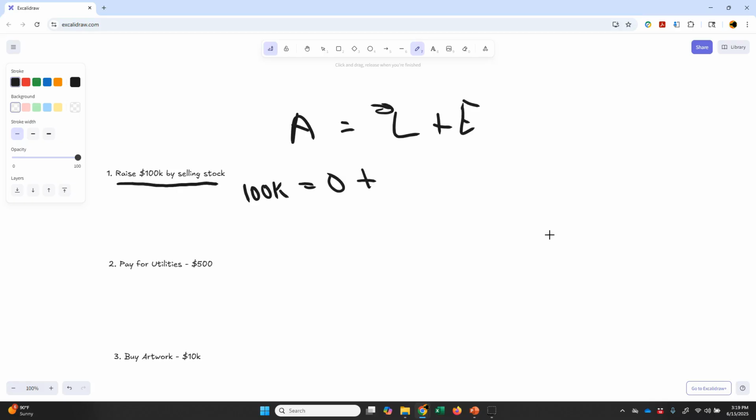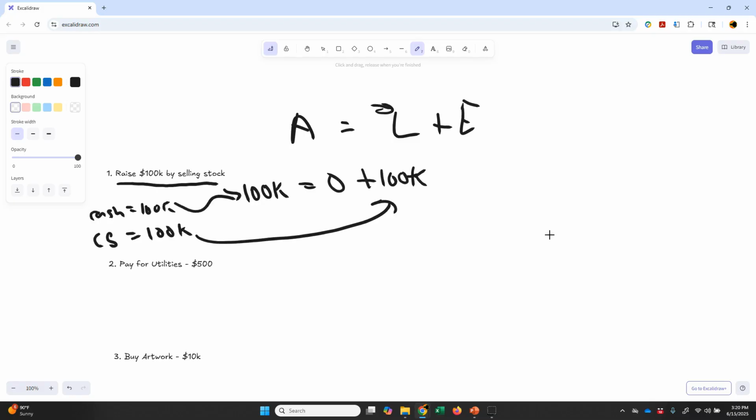So we're gonna have $100,000 of contributed capital in the form of common stock. Now, if we were to break this down into accounts, we're gonna have cash equals 100K. That's an asset. And then in our common stock account, we're gonna have 100K. But common stock is gonna be on this side, and the cash is going to be on this side. So we can see here that the equation is balanced. There's 100K on the left side, and there's 100K on the right side.